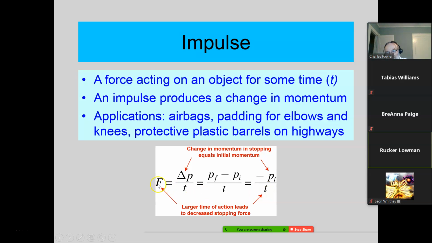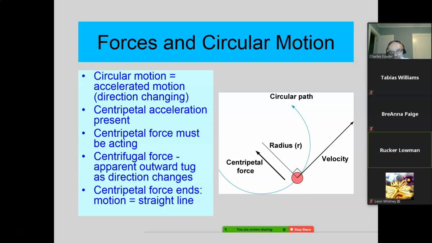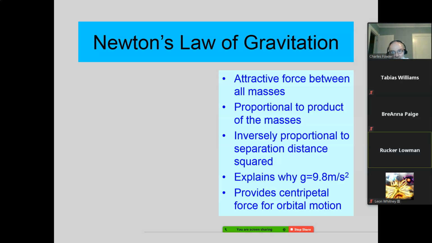If you multiply both sides by T, for a given change of momentum here, the larger the T, the smaller the F. The smaller the T, the larger the F. That force is what hits you. That's what breaks bones. That's what causes the problems. Does that make sense? There's impulse.